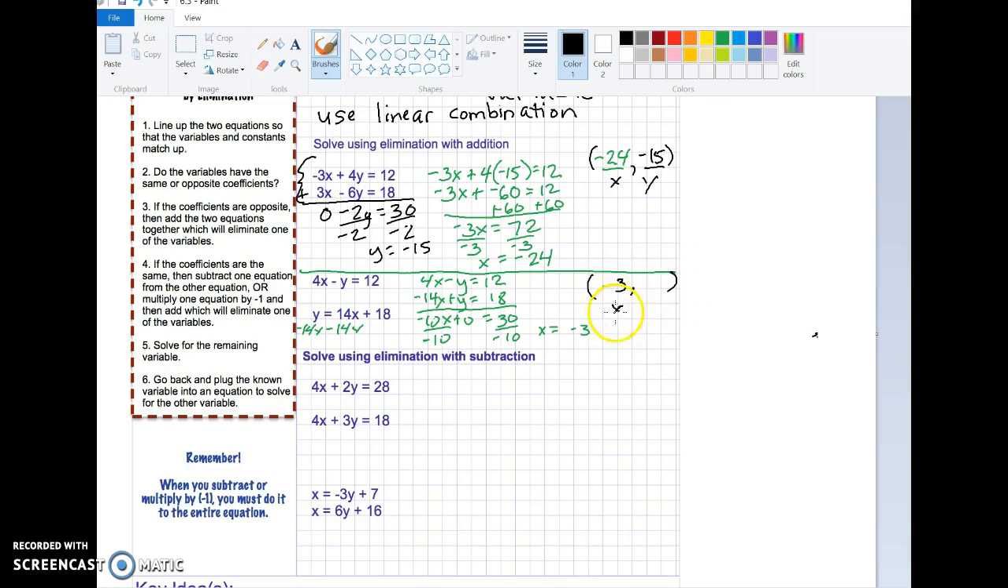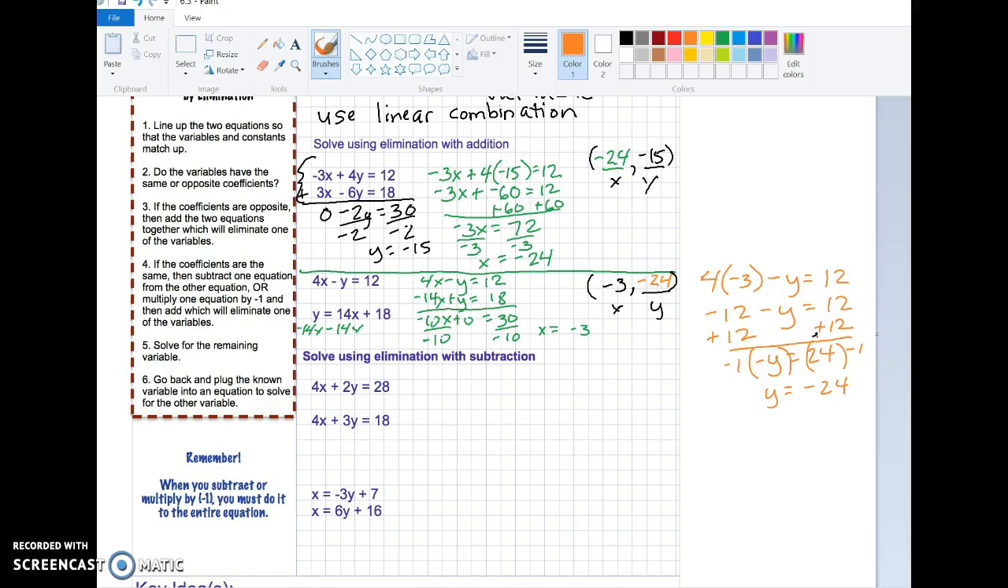Here's my x and my y. So now you go ahead and use your negative 3 for x. Plug it into one of these equations, whichever one you like, because we're going to do both of them anyway, and see if you can figure out what y is. Okay, did you come up with negative 24 as your value for y? That's what I came up with.